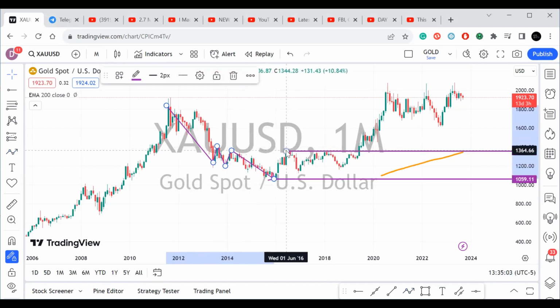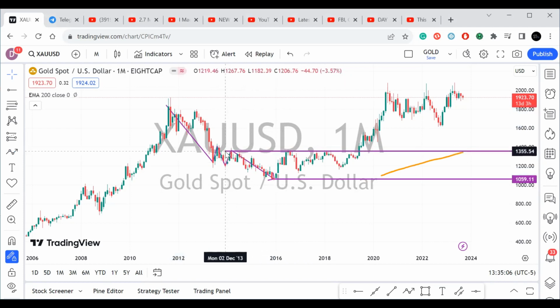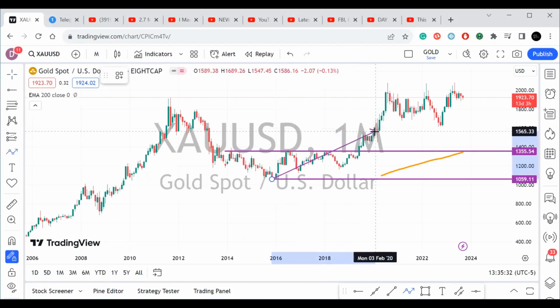Then this one, let me see. No, this was actually a 100% pullback. This was not a break of structure. So this was the 100% pullback. Then we dropped. Price came back again to this structure, and then we dropped again. Finally, we had a break to the upside. So we finally had a break of structure, a pullback, and a continuation to the upside.